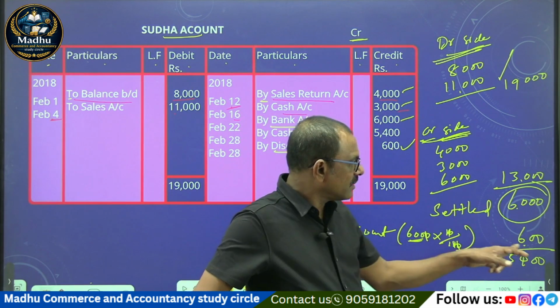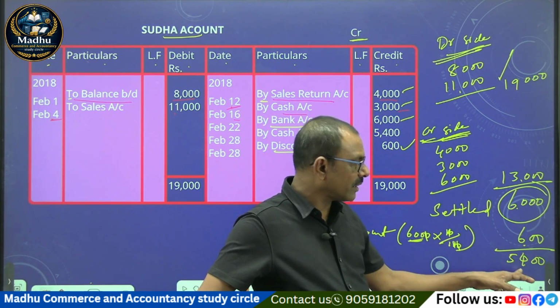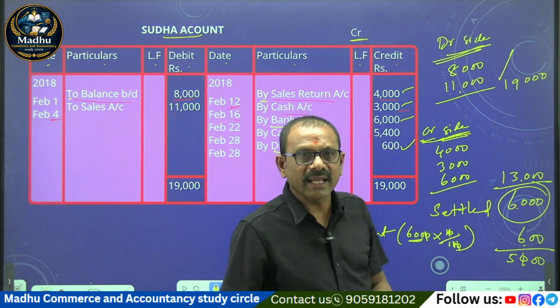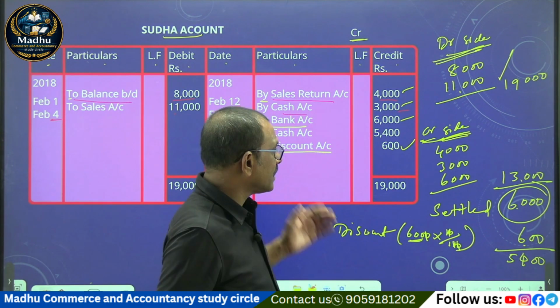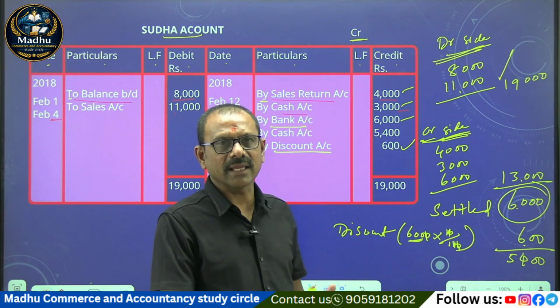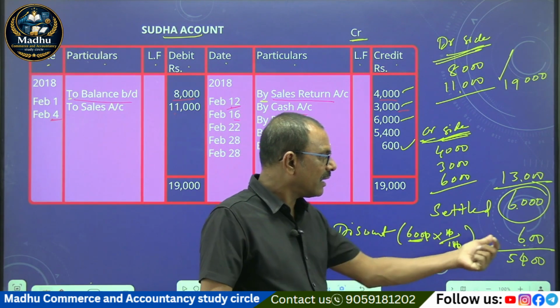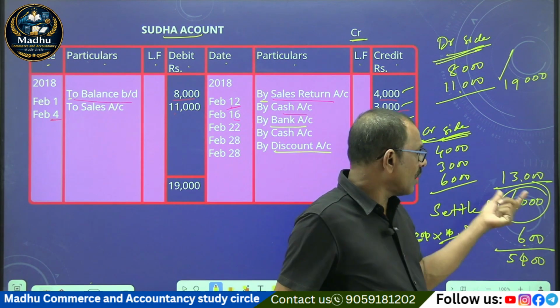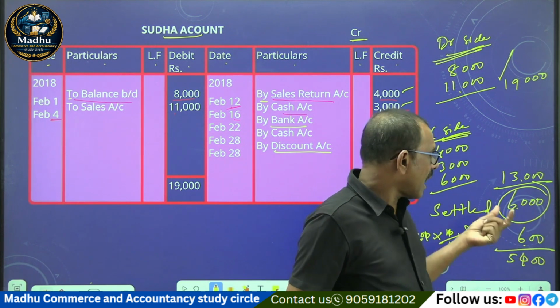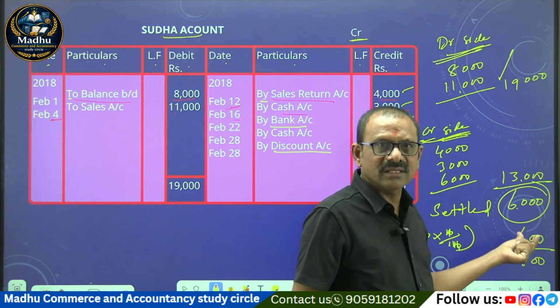6,000 में से 600 निकालना। निकाल तो कितना बच गया? 5,400. ये सेटलमेंट हो गया। अपन को 6,000 आने का है सुधा से। उसको अपन कितना डिस्काउंट दिया? अपन 600 दिए. We have received 6,000 from Sudha and we gave a discount to her, 600.